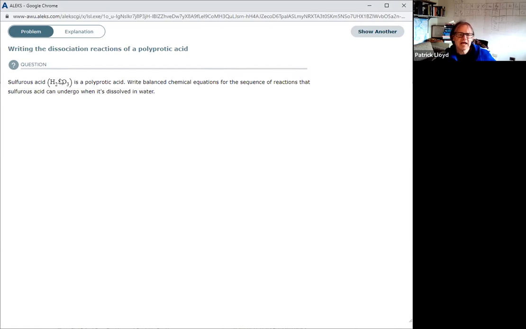Okay, this is an acid. It's a weak acid. Sulfurous acid is a weak acid. Don't get it confused with sulfuric acid, H2SO4, which is a strong acid. Okay. Let's take a look.